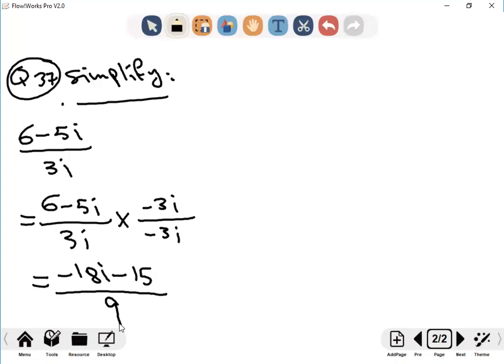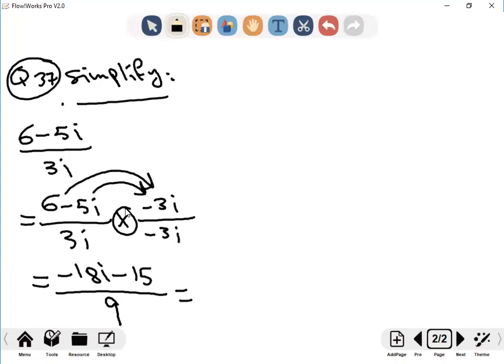Now distribute up and down. What will it be? Multiply, my son, multiply. 6 times negative 3i is negative 18i. 3 times negative 3 is negative 9, and i times i power 2, i power 2 equals negative 1, with negative 9 gives positive, right? Done like this? Okay, now let's distribute up and down.